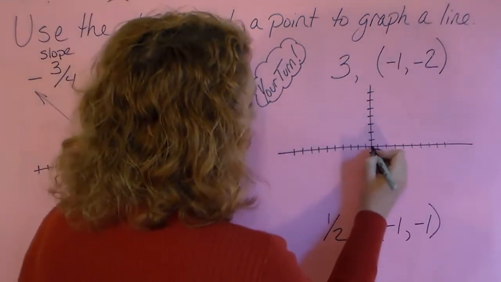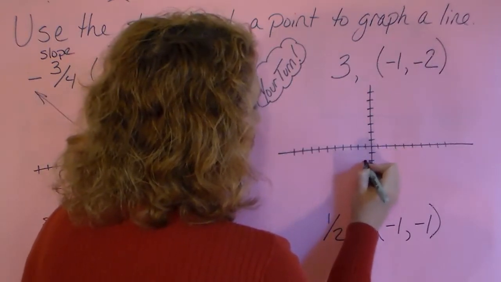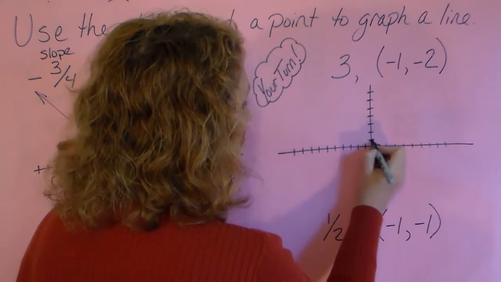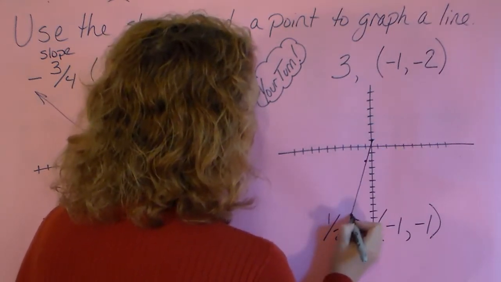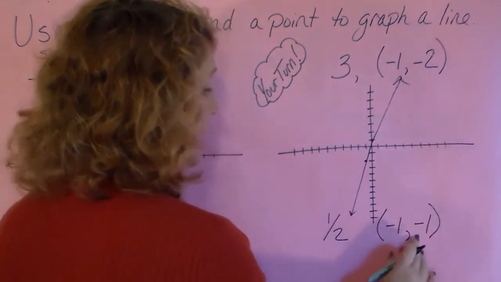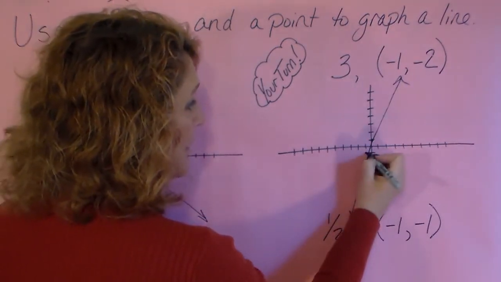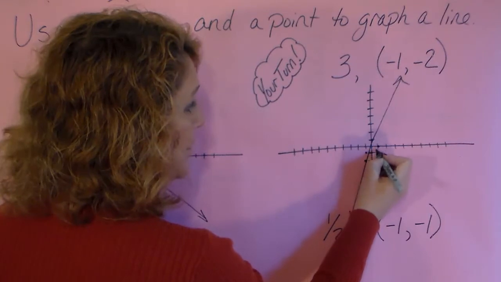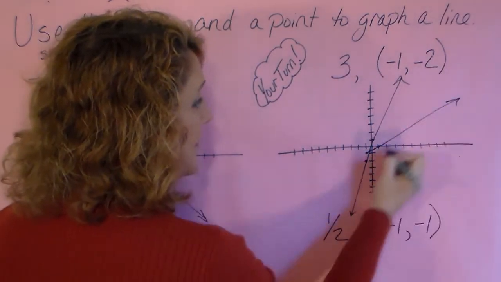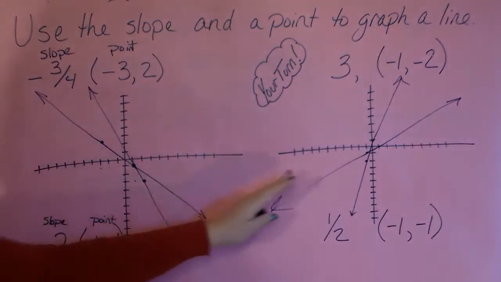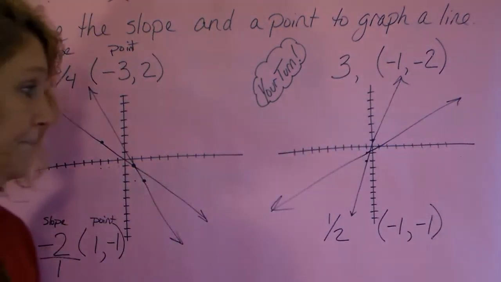All right. -1, -2, and we go up 3 and over 1, and there's our first line. -1, -1, and we go up 1 and over 2, and there's our second line. And notice these both go in the positive direction. How'd you do?